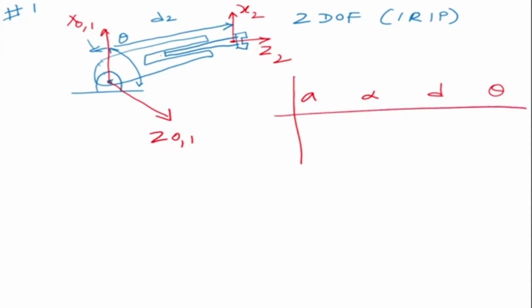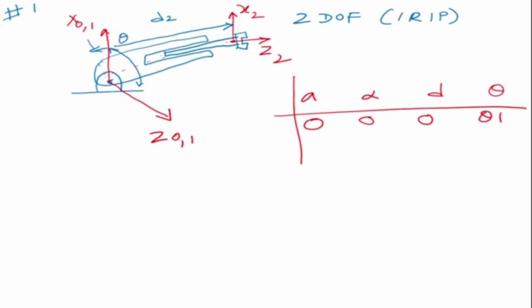Now Z0, Z1, X0, X1 are the same axis. So it is 0, 0, 0, theta 1, as is the case for a revolute joint. Now the second axis is a prismatic axis. So Z1 and Z2 are intersecting. You can see that they are intersecting at a point. If I draw it backwards, then it will intersect at this point.